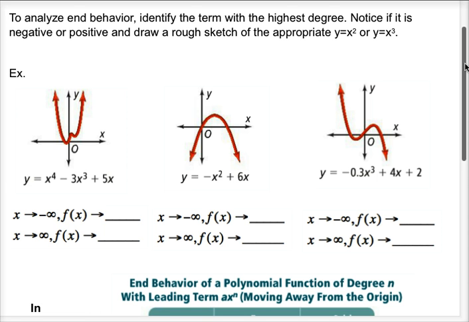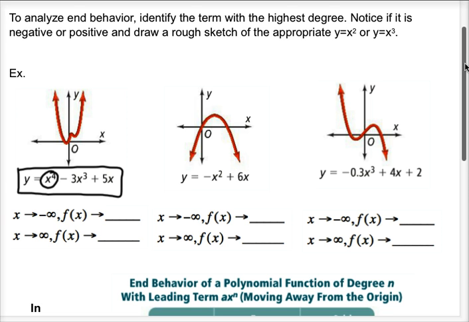So let's say I give you this polynomial right here, and I'm asking you, describe the end behavior. Okay, now obviously again, you can see what the graph actually looks like. However, what do my instructions tell you to do? Tells you to identify the term with the highest degree. So in this case, x to the 4. That means this is going to look like an x squared, okay? Because 4 is even, so it's going to follow the x squared pattern. And it is positive, okay?